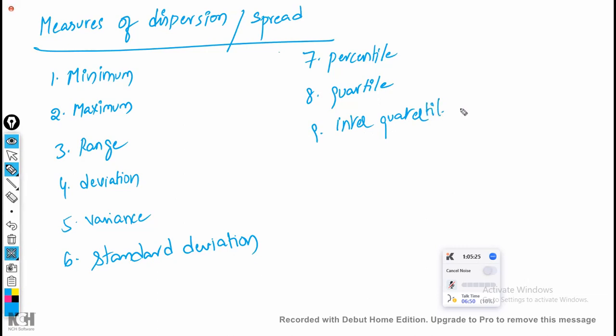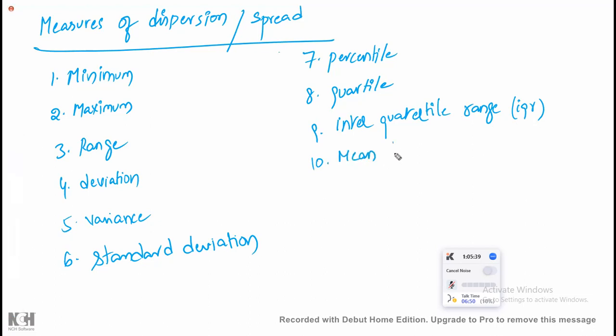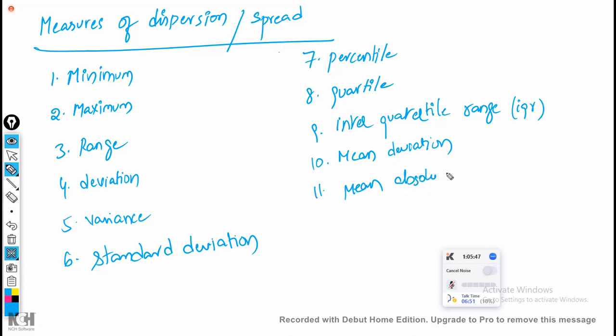Interquartile range, which is given as shortcut IQR, right? And 10, mean deviation. 11, mean absolute deviation. Mean deviation, mean absolute deviation. These are the total 11 as of now. So this all comes under measures of dispersion or spread.